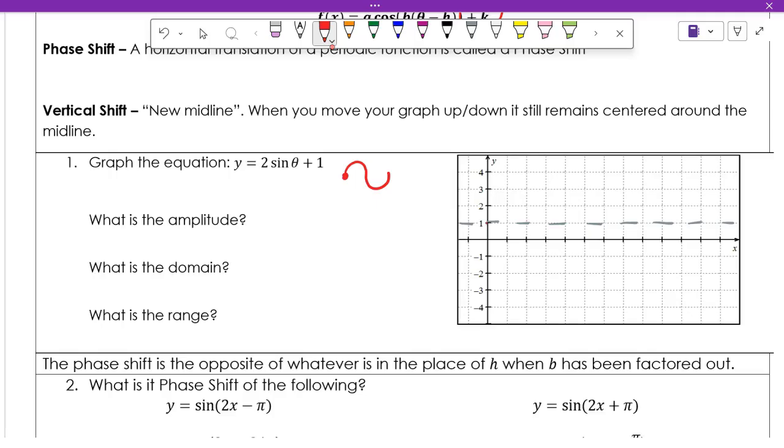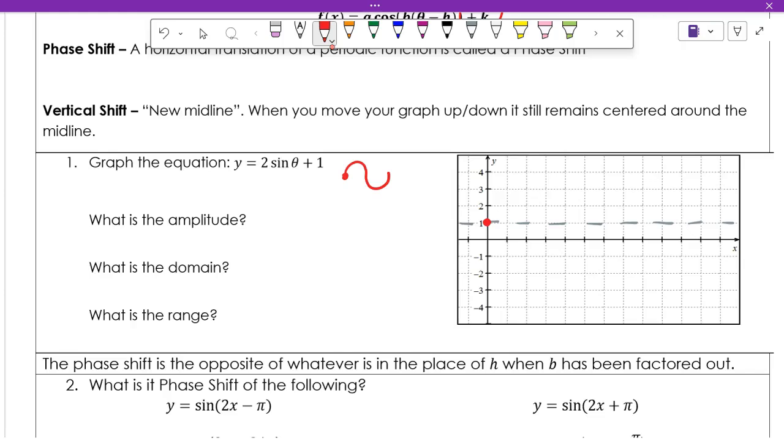So I'm going to go ahead and draw my sine starting right here at the midline, right here at 0, because I do not have any horizontal shifting of my function, which is the phase shift. We'll see that in a minute. But right now, this one has not been shifted left or right or anything like that. So I'm going to start right here at 0.